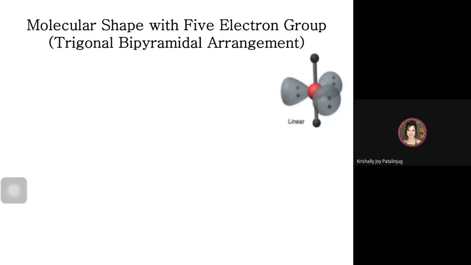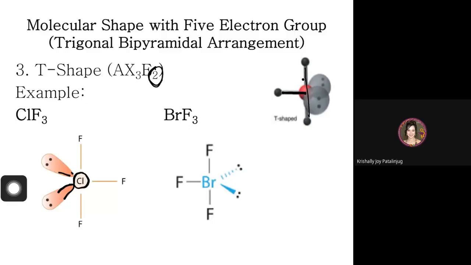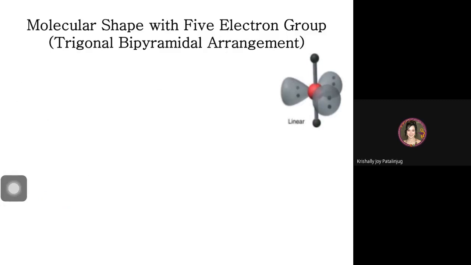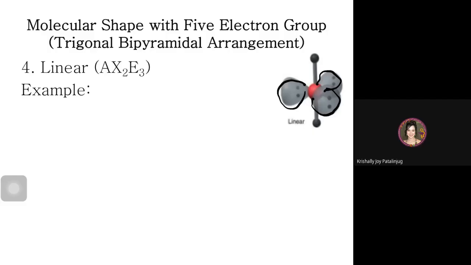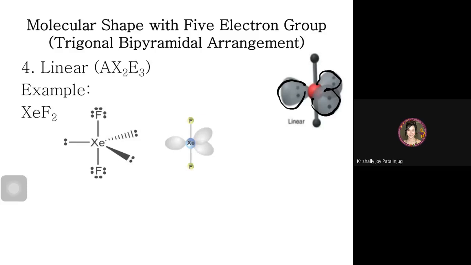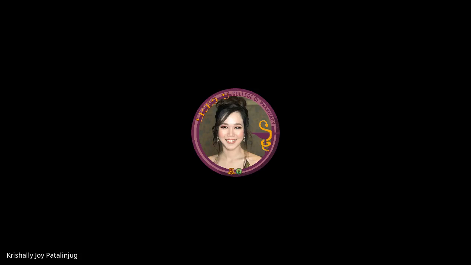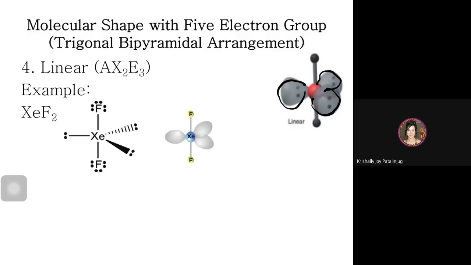Okay? Then, if lahat ng equatorial position you occupy ng lone pair. So, you have 3 lone pairs that occupies the whole equatorial position. That will give rise to a linear shape ulit. Okay? So, posible din yung linear shape sa isang 5-electron group arrangement. Alright?